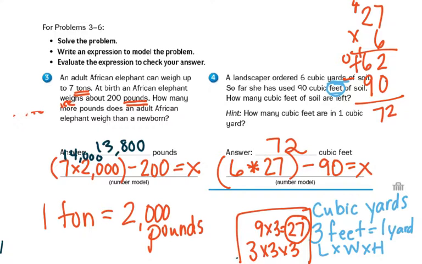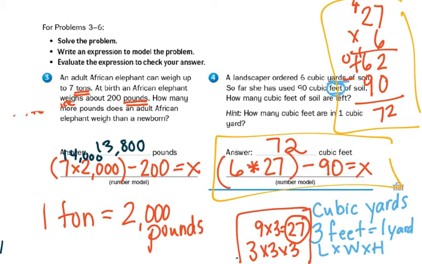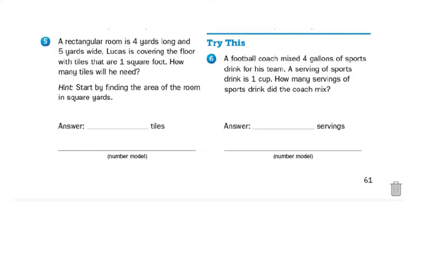Let's try one more together. If I were to look at your math journal right now, I should see all of these areas. I should see every single one of these things. Let's take one more. Number 5, a rectangular room is 4 yards long and 5 yards wide. Lucas is covering the floor with tiles that are 1 square foot. So again, I notice we're talking feet and yards, so I have to do some conversion. How many tiles would he need? Hint. Start by finding the area of the room in square yards.